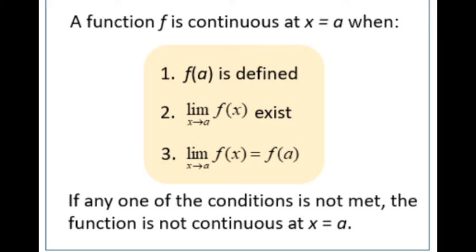A function of x can be said to be continuous at x equal to a if it satisfies three conditions. One, function a must exist or be defined. Two, the limit as x approaches a must exist. And three, the limit as x approaches a of function x equals function a. If one of the three conditions is not met, then the function of x is not continuous at x equal to a.